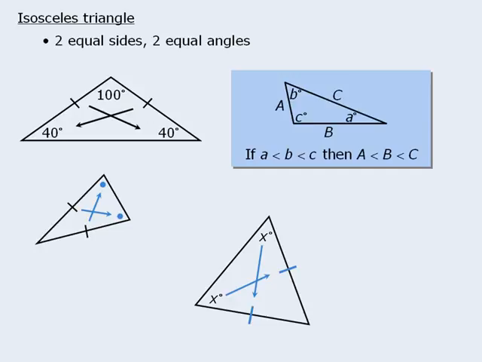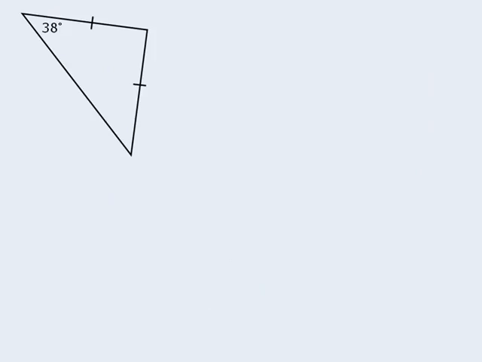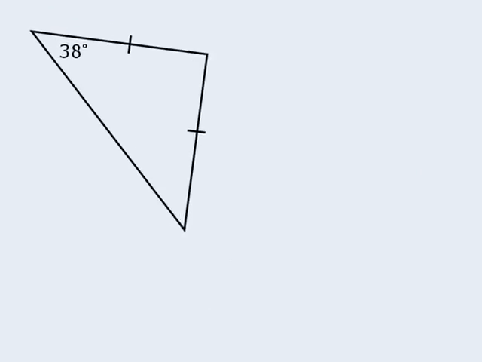Now, one of the nice properties of isosceles triangles is that once you know one angle, you can always find the two remaining angles. Take this example. If we know one angle, what are the two remaining angles? Well, the two angles opposite the two equal sides must be equal, so this other angle must be 38 degrees. Now that we know two angles in this triangle, we can use the fact that all three angles must add to 180 degrees to determine that this last angle is 104 degrees.